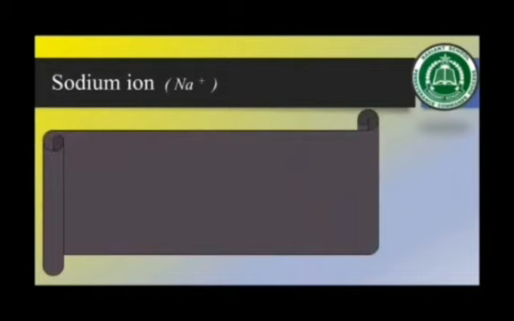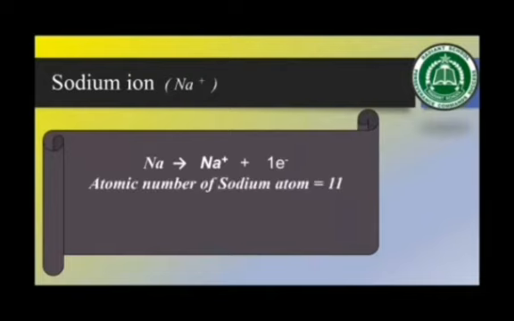For the sodium ion, how is the sodium ion formed? Sodium ion is formed by losing 1 electron. It will get a positive charge, Na+. The atomic number of a sodium atom is 11, so it has 11 electrons.